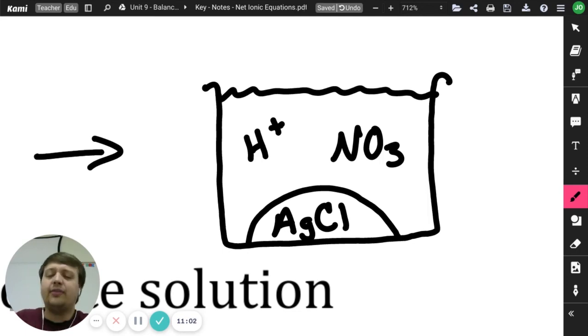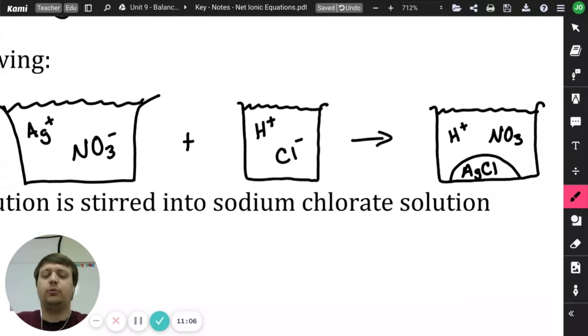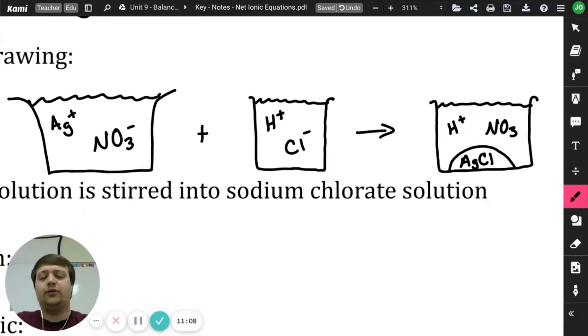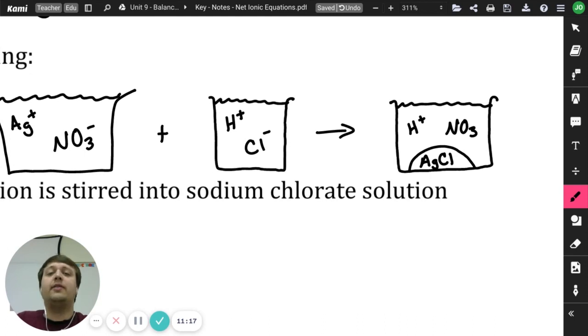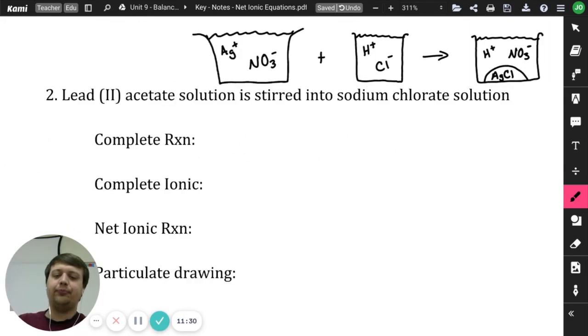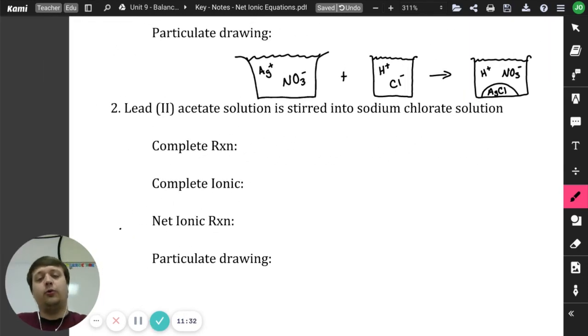Okay, and so that's all that is signifying there with that particulate drawing. It's just showing, okay, I started with two ions, the silver nitrate in that first beaker, and a hydrochloric acid, the hydrogen and the chlorine ions in the second beaker, and I combined them into a third beaker, and I got two ions, of hydrogen and of nitrate, and then I had a silver chloride that formed as a solid, so it sunk to the bottom there. Okay? And that would be it for your net ionics.